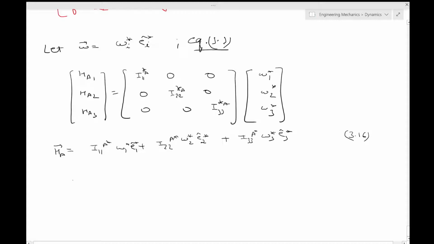So we had already made the point that in general H_A is not in the direction of omega, not even for plane motion.